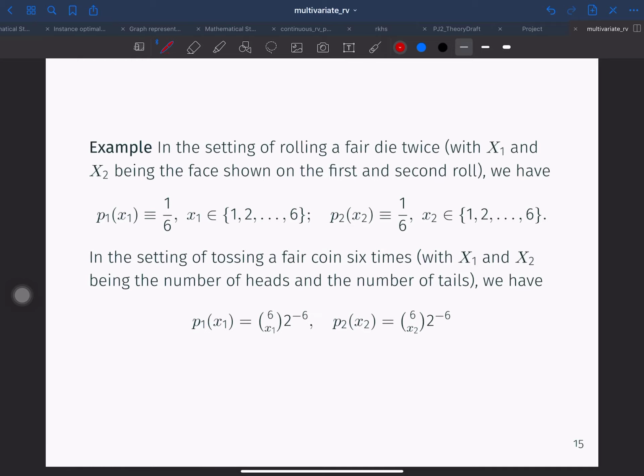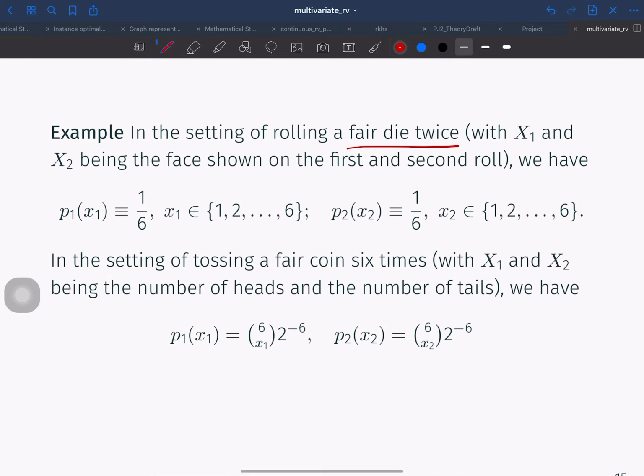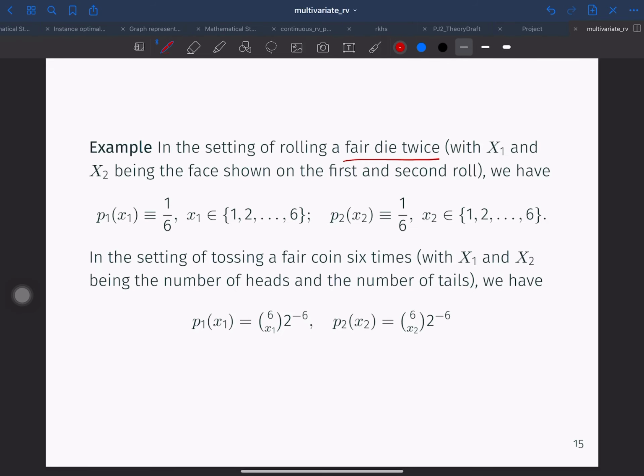So a few examples. If we roll a fair die twice, then we recall that the joint PMF p(x1, x2) is equal to 1 over 36. In that case, the marginal for x1 is just the summation of these 1 over 36 values 6 times. So that is just 1 over 6. And similarly for x2.